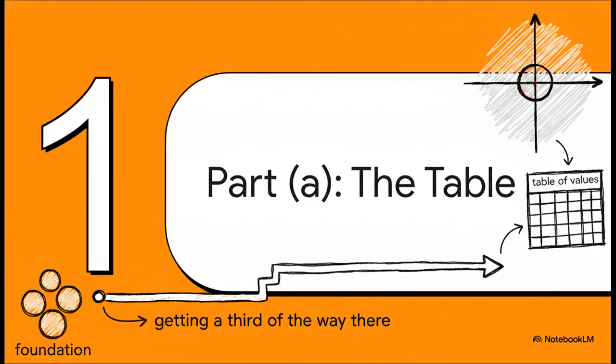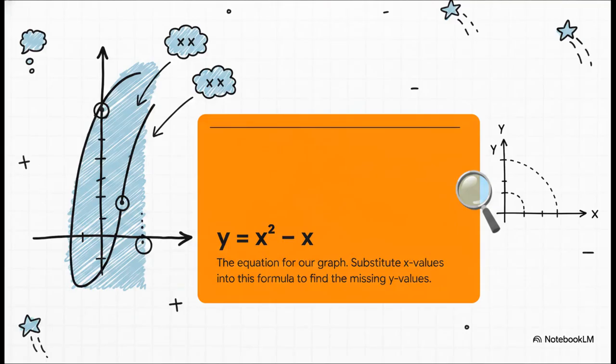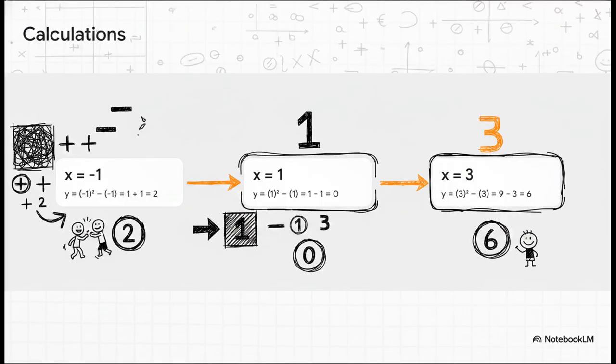No pressure. So the question gives us the equation y equals x squared minus x. Our job is pretty simple. Just take the x values we're missing from the table, that's -1, 1, and 3, and plug them into this formula to find their matching y values. Let's walk through it together.